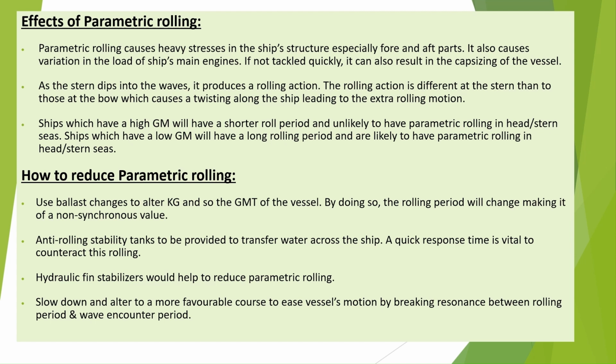Use ballast changes to alter KG, and so the GMT of the vessel. By doing so, the rolling period will change, making it of a non-synchronous value. Anti-rolling stability tanks to be provided to transfer water across the ship. A quick response time is vital to counteract this rolling. Hydraulic fin stabilizers would help to reduce parametric rolling. Slow down and alter to a more favorable course to ease the vessel's motion by breaking resonance between the rolling period and wave encounter period.